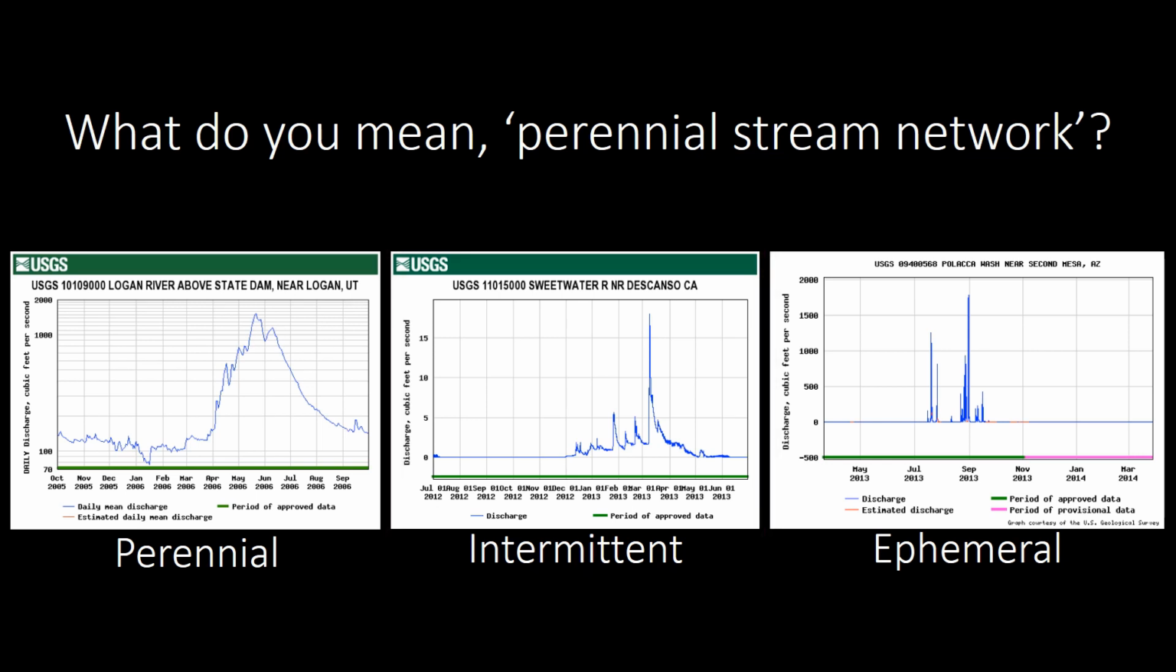And then finally, you can have an ephemeral stream, and this is the one that only flows in direct response to precipitation, and whose channel is at all times above the water table, which we can see there in the last hydrograph, where there's just very sporadic flow occurring, most likely due to an intense rainstorm.